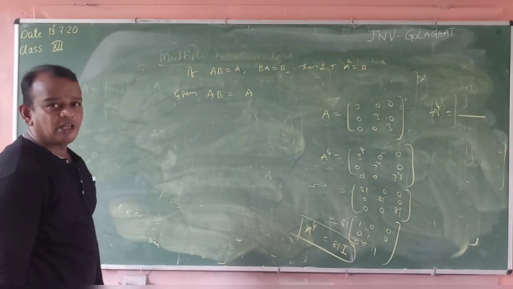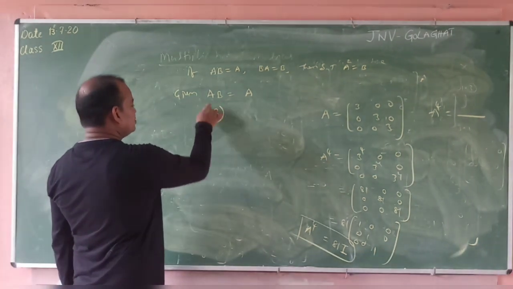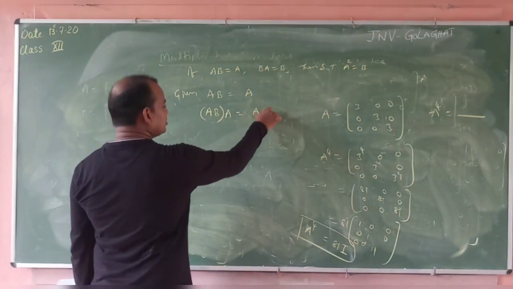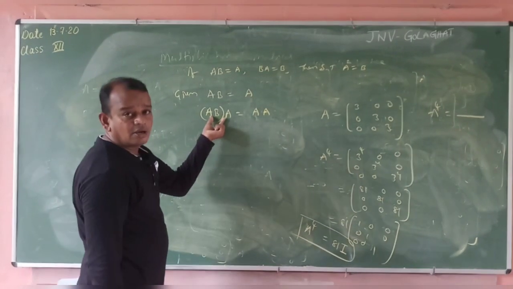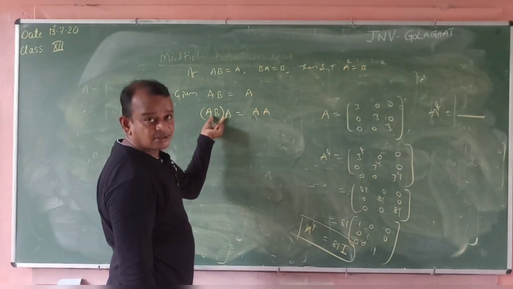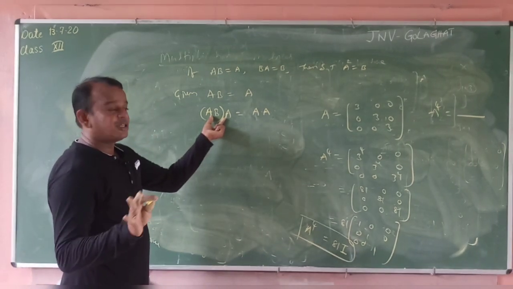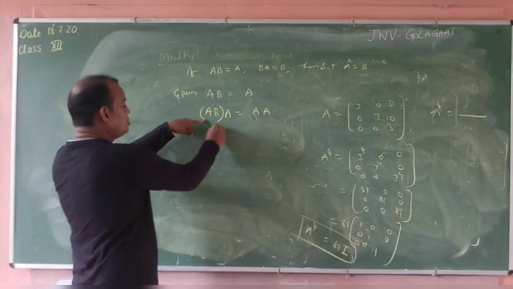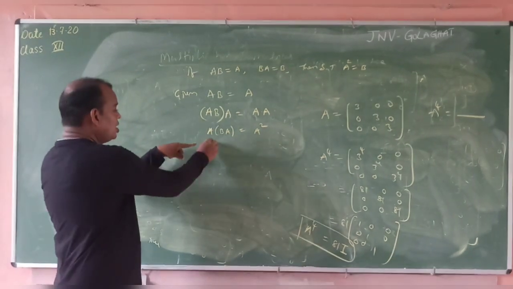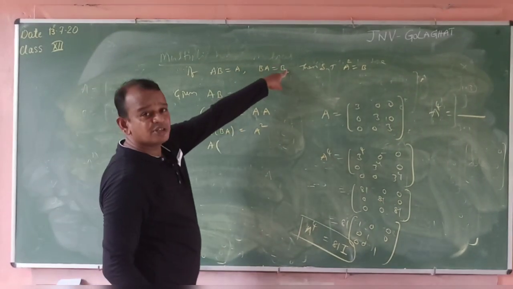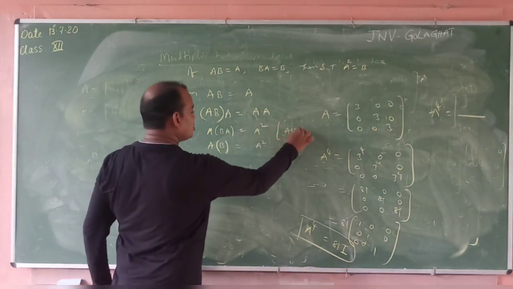Now, multiplying on the right side with A, both sides: AB into A is equal to A into A. We will apply the associative property. How to write the associative property? A into BA. That is A into A, which means A square. Understand? Now A into BA, BA is already given, which is B. That is A square. Here we applied the associative property.